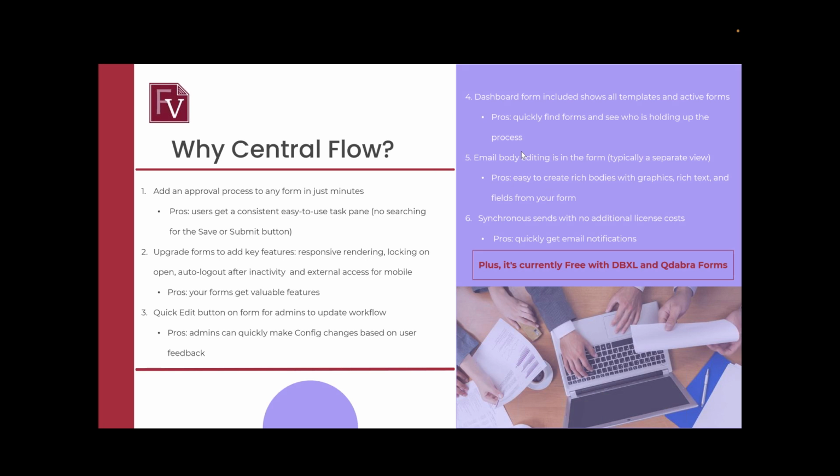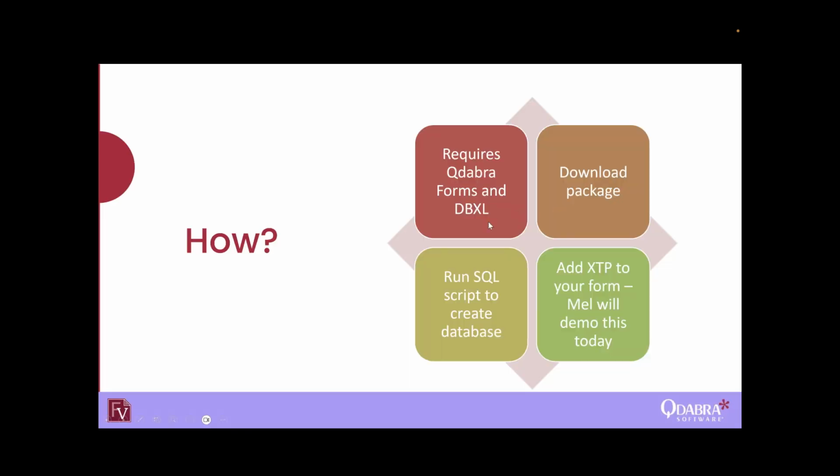We have a very rich way of doing that you can't do easily in Power Automate. We give you basically a WYSIWYG editor, which is your forms view, to create the email bodies. These can have images, they can have rich text, you can have fields from your form. It's very easy to drag and drop those in. And the submits are synchronous, so it's not going to delay any moment while it's waiting for Power Automate.